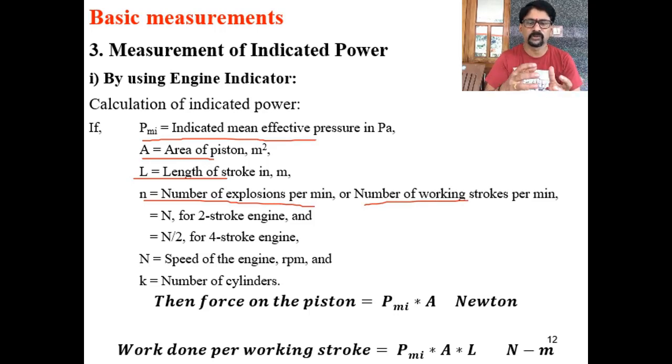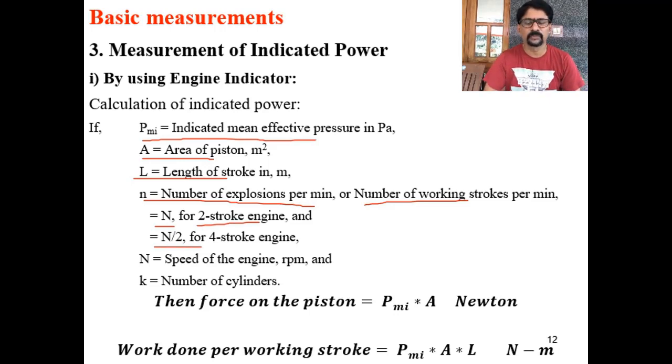See, number of explosions means when the fuel burns, there is combustion. It is nothing but like an explosion. A sudden rise in pressure is created because of the burning or combustion of the fuel. So it is called an explosion, or also the number of working strokes, because after this explosion the piston moves down by the pressure of the burnt gases, leading to the working stroke. So working strokes per minute, or the number of cycles per minute, is very important. This number of explosions per minute is equal to speed for the two-stroke engine, and equal to speed by 2 for the four-stroke engine.